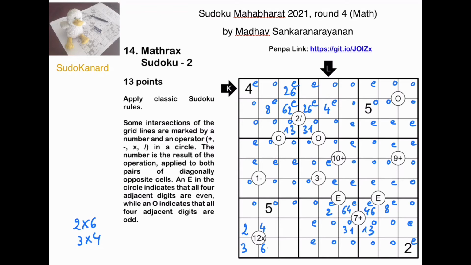Those ones now must be 6 and 8. 2 is not here, it's there. That's a 4. This one can't be a 3, so it's a 1. Oh, finally an odd digit. And then, what else can be done with even digits?